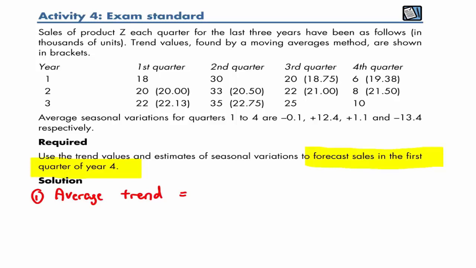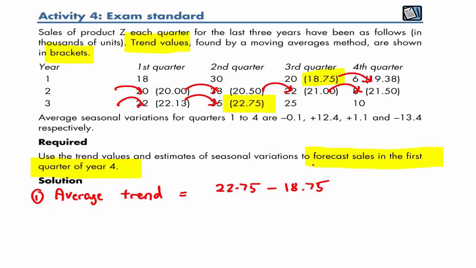So first of all, we need to identify the average trend. In this question, the trend values are given in brackets. So the first trend value I've got is 18.75, and the final one is 22.75. So I can see that the trend has grown by 4 over 1, 2, 3, 4, 5, 6, 7 quarters. So that's about 0.57 per quarter.